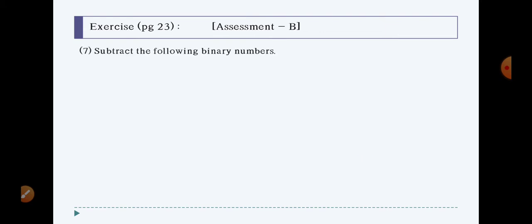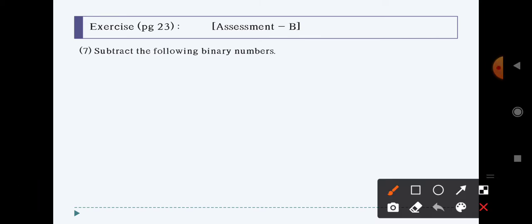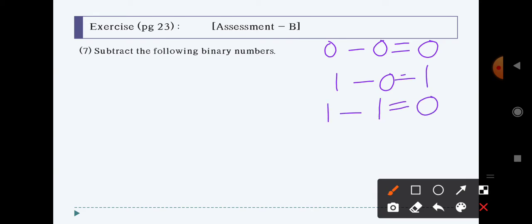See, in the seventh question we have to subtract these following binary numbers. Now before directly jumping onto the question, we have some rules for the binary subtraction as well. So what are the rules? 0 minus 0 is going to give you 0, then 1 minus 0 is going to give you 1, then 1 minus 1 is going to give you 0, and lastly 0 minus 1 is going to give you 1, and you have to take a borrow 1 from the left hand side. In your addition you are giving a carry, but over here in subtraction you have to take a borrow from the left hand side portion. Now these are the four rules that you have to learn.